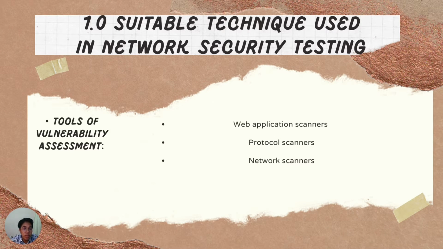Tools of vulnerability assessment. We have three tools. Web application scanners are used to identify and simulate known attack patterns, and protocol scanners are used to look for protocols, ports, and network services that are vulnerable. And lastly is the network scanner. A network scanner is used to assist in the visualization of the network and the detection of warning signs such as a stray IP address, spoof packets, and suspicious packet generation from a single IP address.